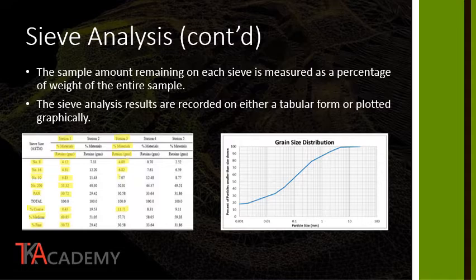The number 30 sieve, we had 7.07 percentage retained on that. The number 200 sieve was 50.01% retained. So that equals the percentage of medium grade materials in that soil sample as 57.71.